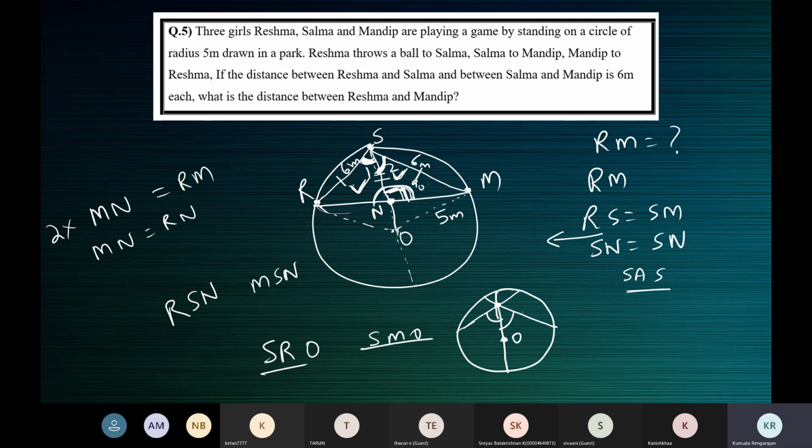It's all there. See, the triangles are SRO and SMO. Let me call this the first triangle, this one the second triangle. RS of the first triangle is equal to SM of the second triangle.